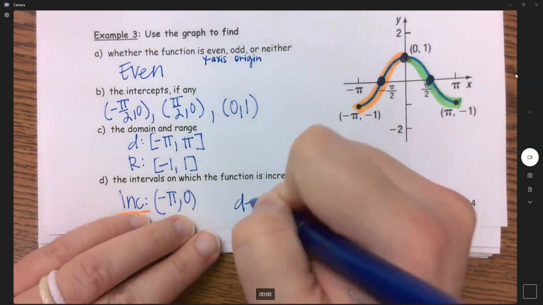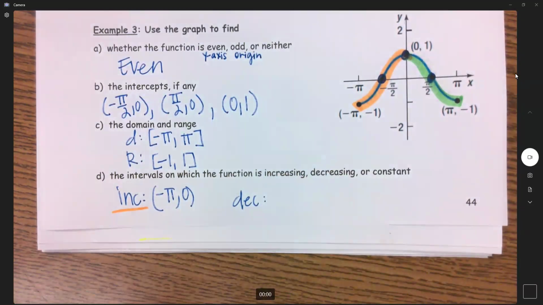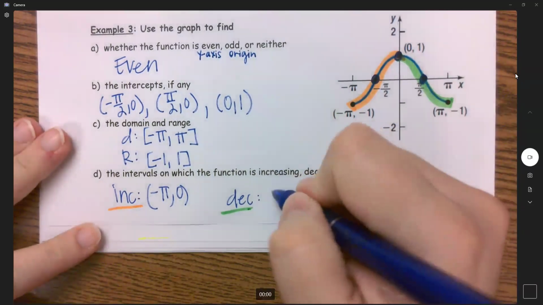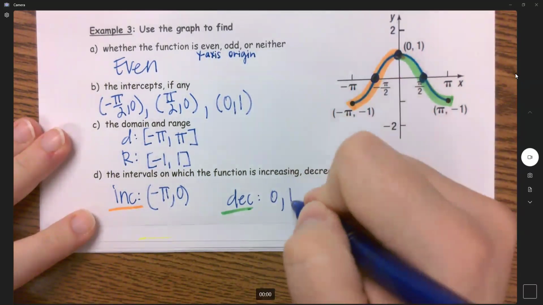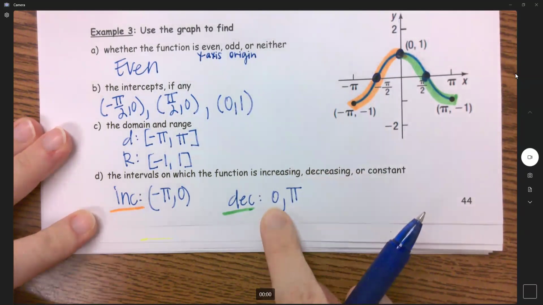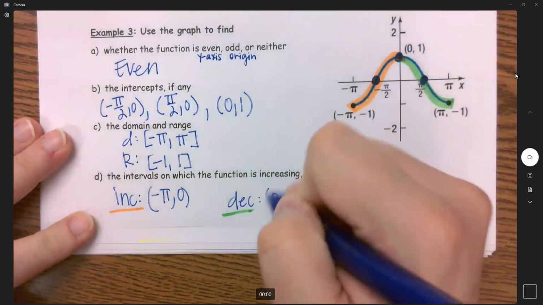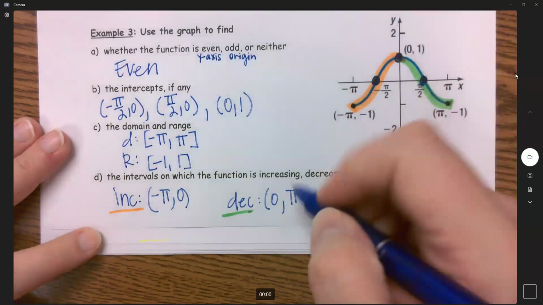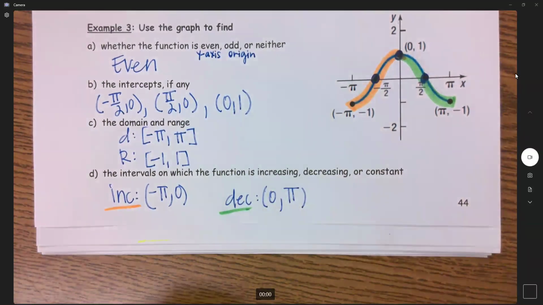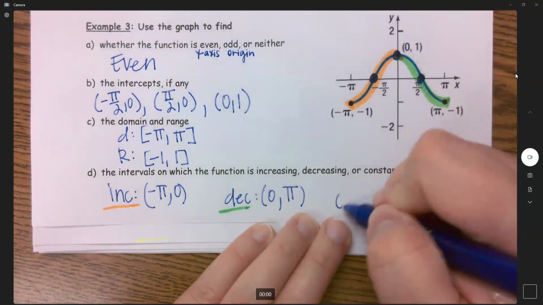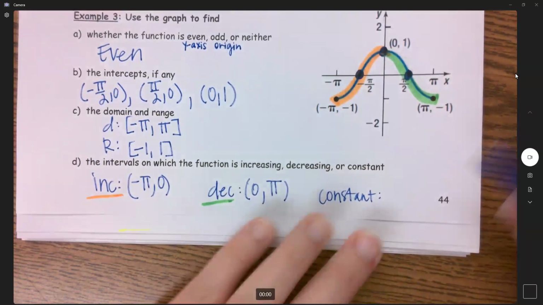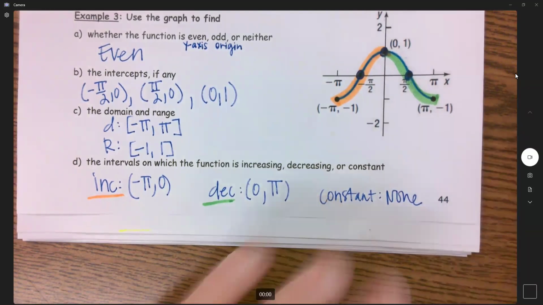Okay, so now decreasing, I've already highlighted that. That's in green. That is from 0 to pi. And we just discussed where it changes directions. I cannot say what's happening in that endpoint. And then lastly, constant. And this one has no horizontal lines.